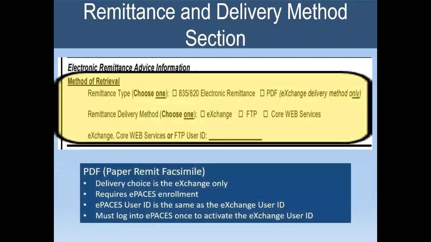PDF paper remit facsimile. Delivery choice is the Exchange only. Requires ePACES enrollment. The ePACES user ID is the same as the Exchange user ID. You must log into ePACES once to activate the Exchange user ID.